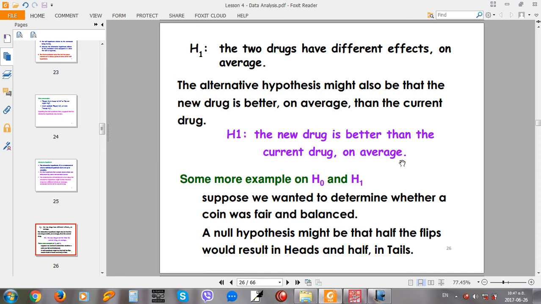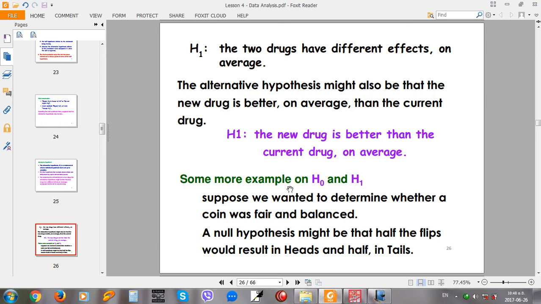So we can't tell whether it is better than the current drug or not, because we test the null hypothesis, right? The null hypothesis we have taken is that there is no significant difference between two drugs on average. Then we can write the alternative hypothesis other than this one. That is also correct, but the better thing is to write that there is a significant difference between two drugs on average. That is enough, right? I think now you have an idea how to write the null hypothesis and alternative hypothesis based on a statistical test.